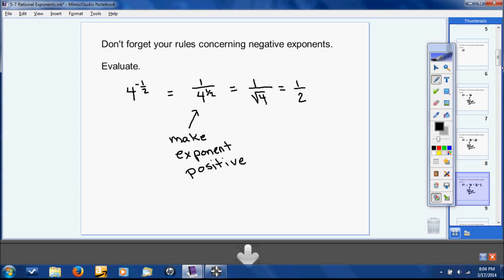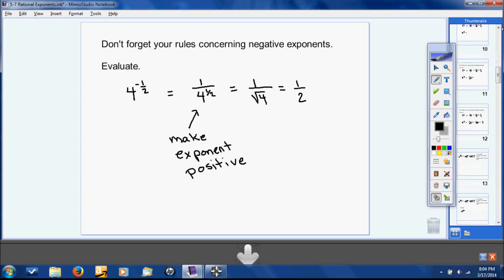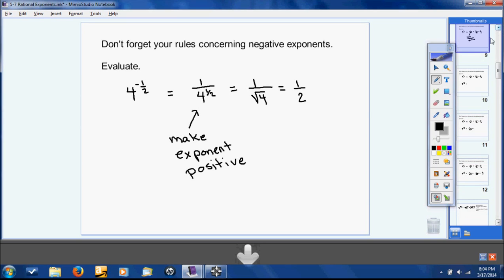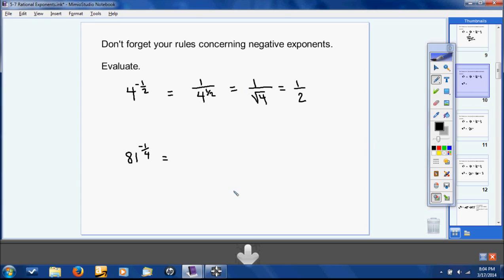So you go through step by step, and when you do that, you find out that these problems are really not as hard as a lot of people think they are. So the negative exponent brings it down. Then you rewrite it in its radical form and then evaluate, and this is the simplest form. Okay, let's take a look at another one. I'm going to leave that one right here.